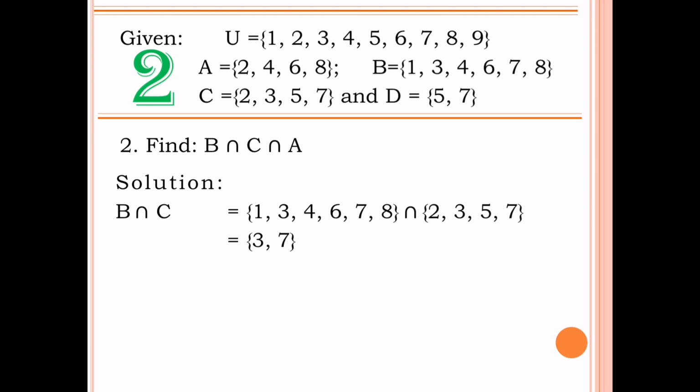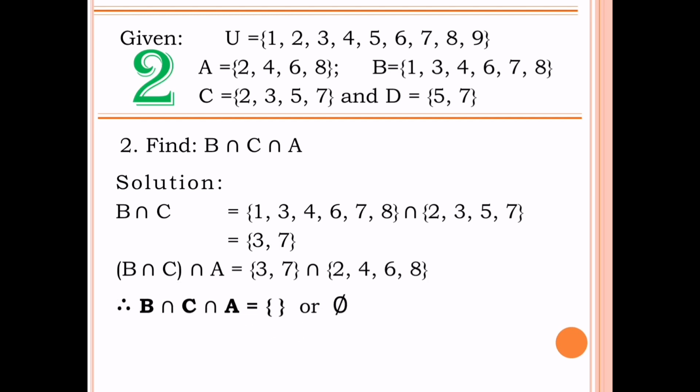Now, the same process, we're going to enclose the first process and extend it to the next operation. So we have it like this. Bring down the 3, 7 and bring down the set A, 2, 4, 6, 8. Now, the keyword for intersection is their common element or elements. Observe the first set and the second set. Evidently, it has no common element. So therefore, what is your answer? The answer is null set or empty set. So that is how you're able to get problem number 2.